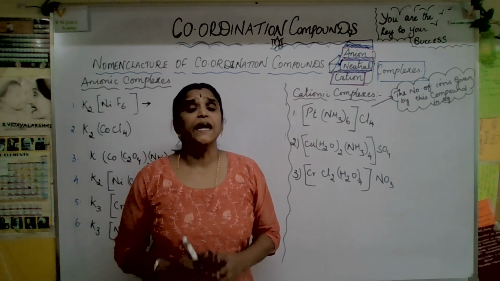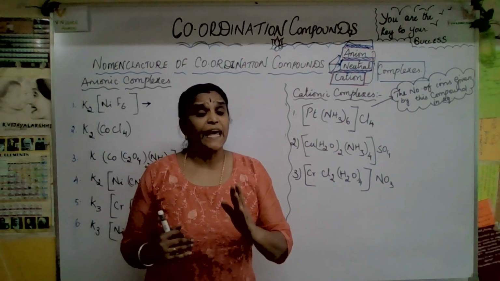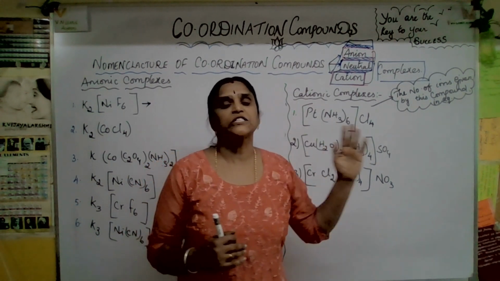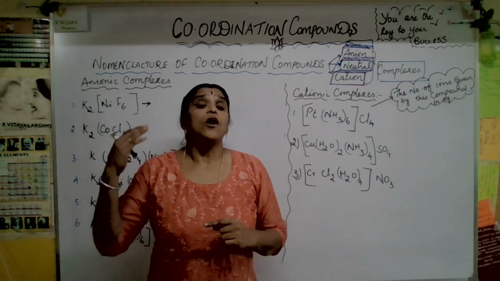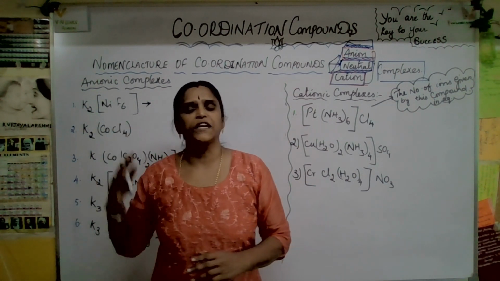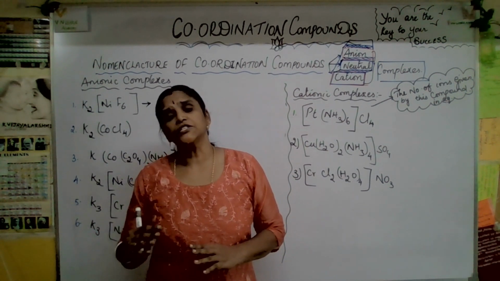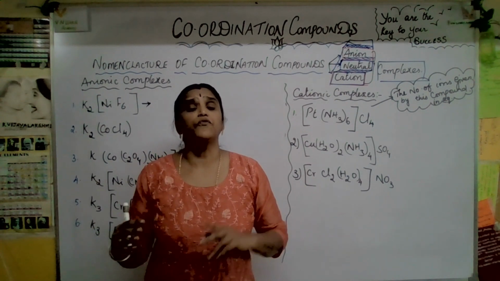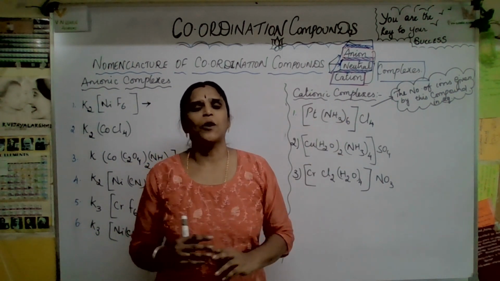Hello students, in our last session, we went through how to name coordination complex compounds, that is nomenclature. The second topic, oxidation number, how to calculate the oxidation number of a coordination complex compound, we have also gone through. In this session, we are going to give the names for anionic complexes, cationic complexes and neutral complexes.